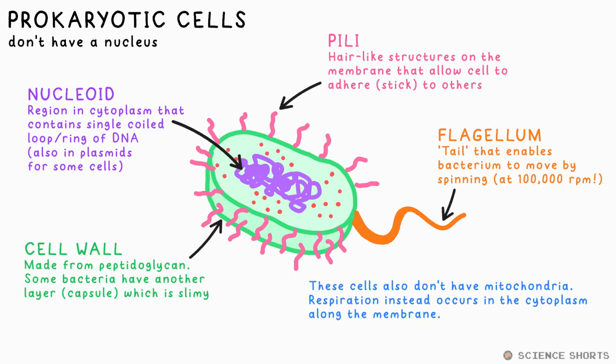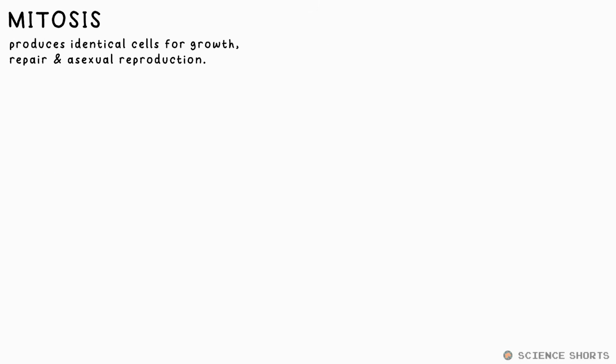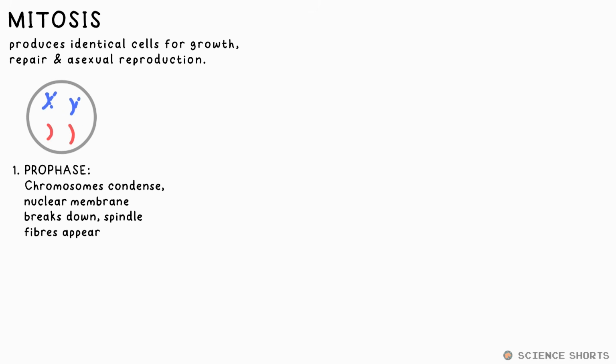Bacteria don't have mitochondria. Mitosis is the process that produces two identical cells for growth, repair, and asexual reproduction. The stages are as follows. Prophase, the nuclear membrane breaks down, spindle fibers appear, and the chromosomes condense.